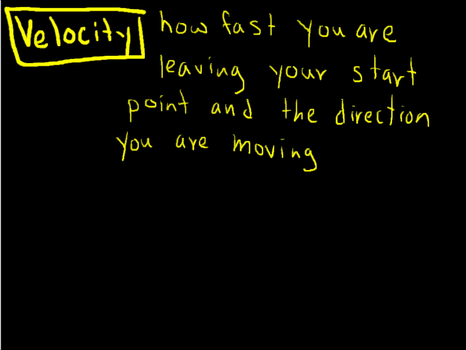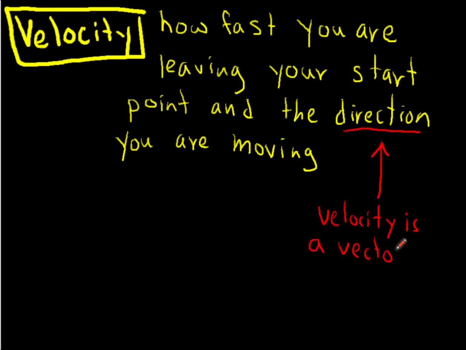Key in this definition is the word direction, which tells us that velocity is a vector. We do have to consider direction when we're doing calculations for velocity. The symbol that we use for velocity is also a lowercase v, but in this case with a vector arrow over top. The unit is the meter per second.